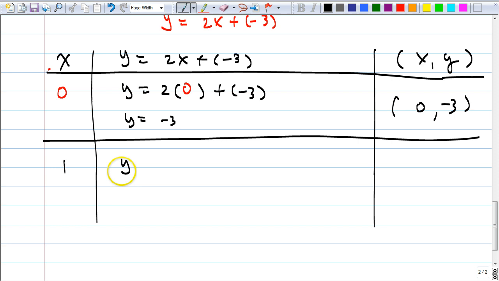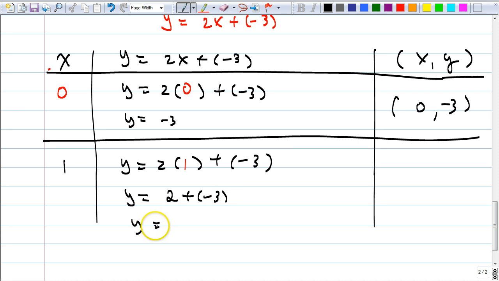So then I get y equals 2 times something plus -3. What goes in here in the parentheses? 1. Yes. Does that make sense, guys? So do you think it's a good idea to use parentheses? So this is how you find the y. y equals 2 times 1, of course, is 2 plus -3. What is 2 plus -3, class? -1. So then what's the ordered pair?